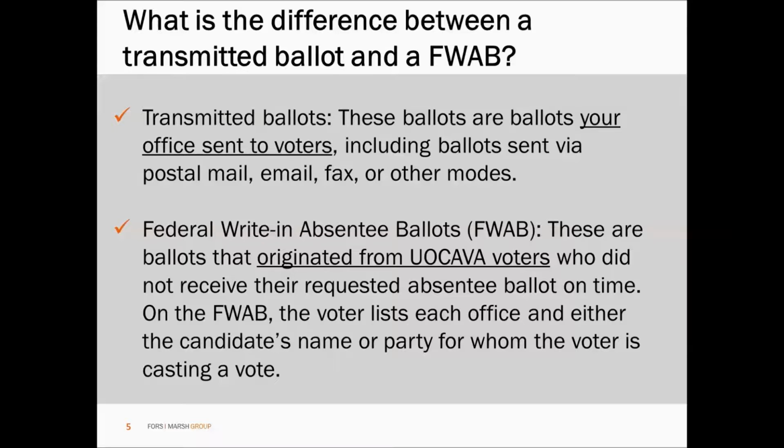And in this case, they list the office for which they want to vote, and they either list the candidate's name or the political party for whom they're casting a ballot, and then that is sent in. So that is how you can differentiate between the transmitted ballot and the federal write-in and absentee ballot. The key way to think about it is, where did the ballot originate? Did it originate from the voter, or did it originate in your office?